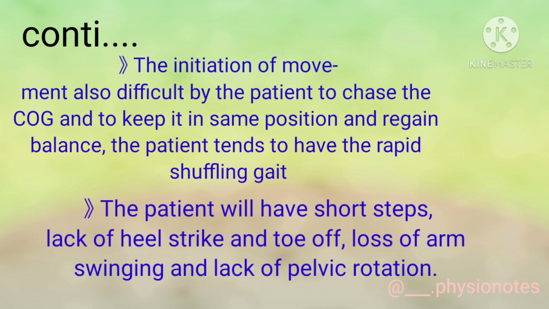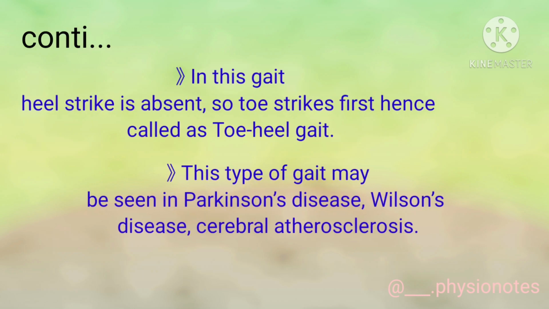The patient will have short steps, lack of heel strike and toe off, loss of arm swinging, and lack of pelvic rotation. In this gait, heel strike is absent, so toe strike comes first, hence it is called toe heel gait. This type of gait may be seen in Parkinson's disease, Wilson disease, and cerebral atherosclerosis.